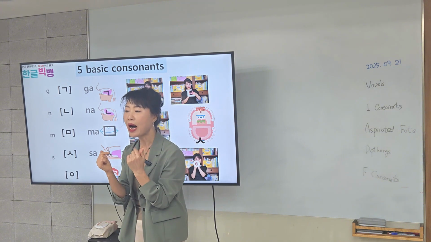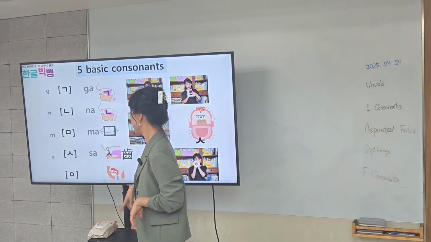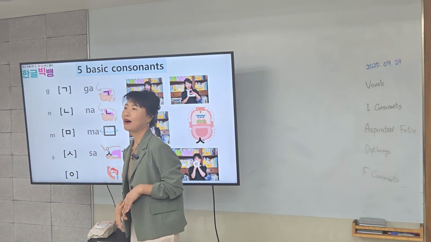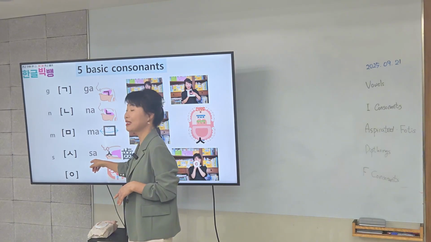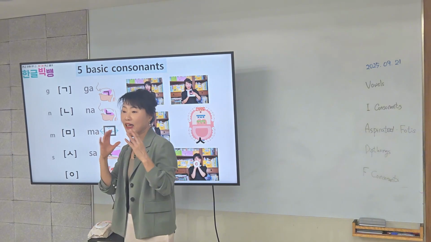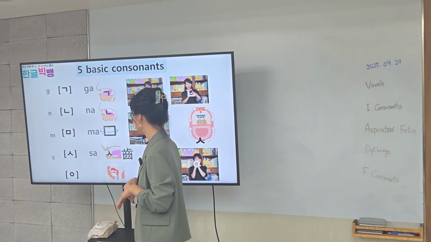So this is m, ma. And this is s. When you pronounce s or sa, the air goes between your teeth. So s was modeled after the shape of teeth. But later I will give you another hint.